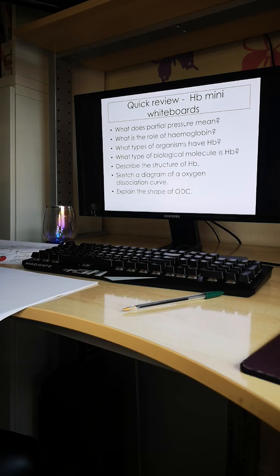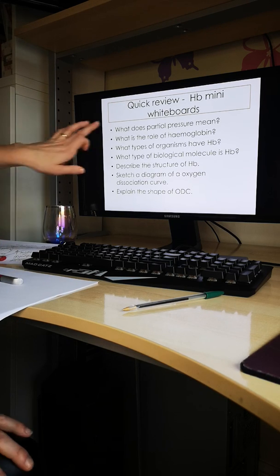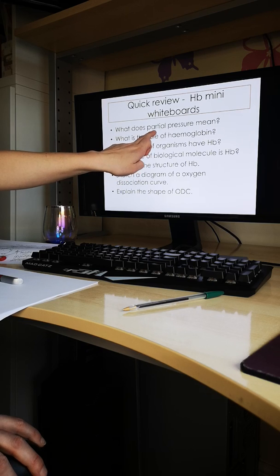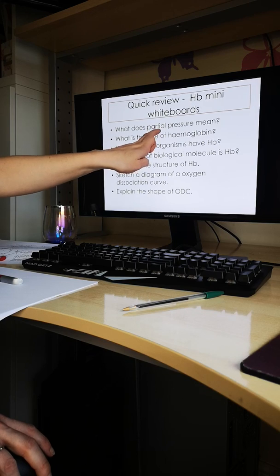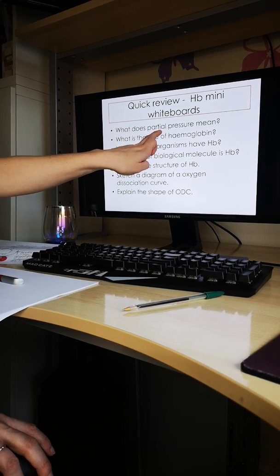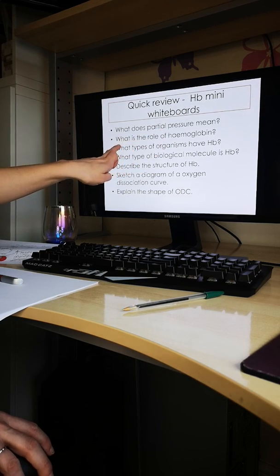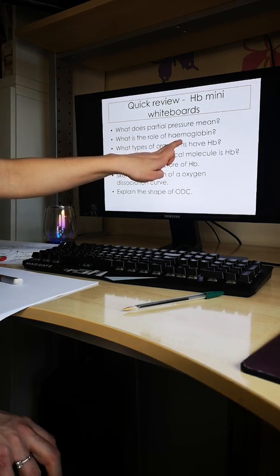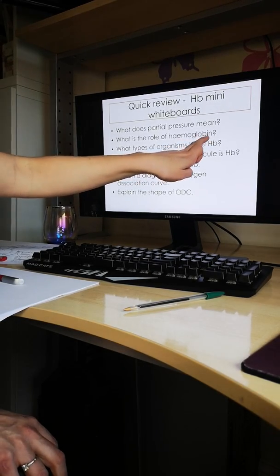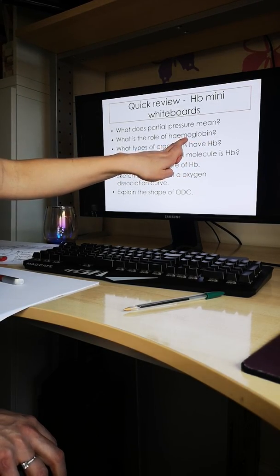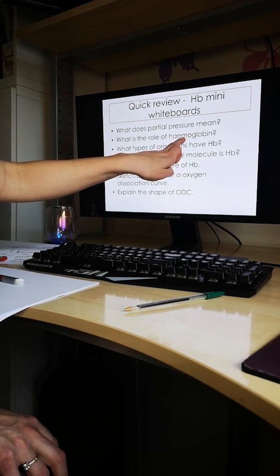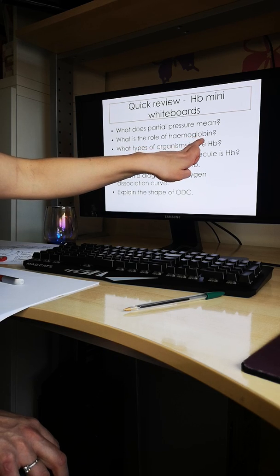Okay, so partial pressure, what did that mean? Okay, so you should have in your answer that this is a measure of the concentration of a gas in a mixture, and if particularly you're thinking about oxygen, it's the concentration of oxygen in the blood. What's the role of haemoglobin? We said it was an unusual role because it had to bind to oxygen at the gas exchange site, then carry the oxygen to the respiring tissue where it unloads the oxygen there to be used by the cells in respiration.